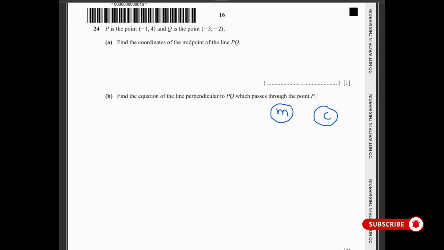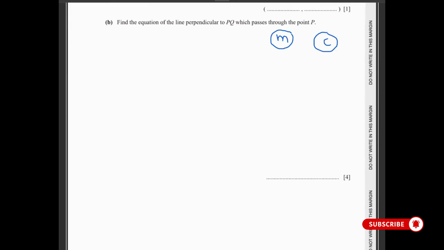First of all, I'll show you the marks given for this sum. You can see it's 4 marks. So it means you have to work a little more to get the answer for this sum, right? So the first thing we can find is the gradient. Let's see how we can find the gradient of this line segment.